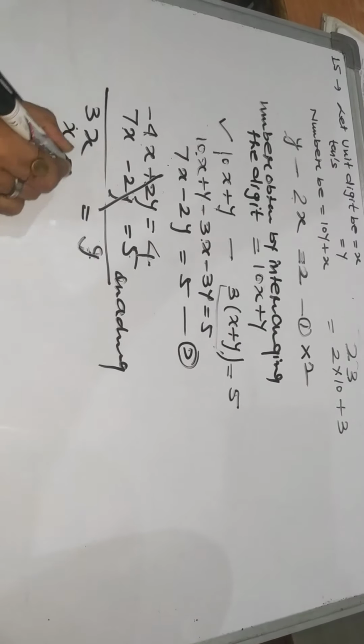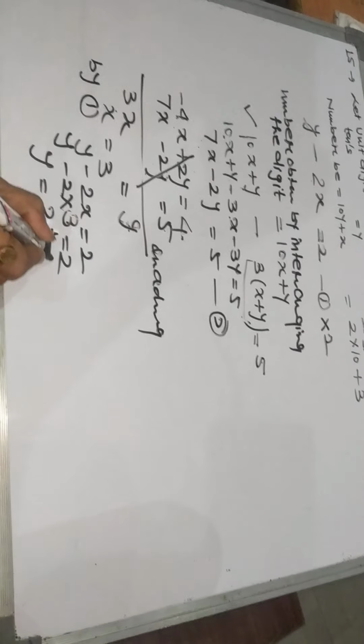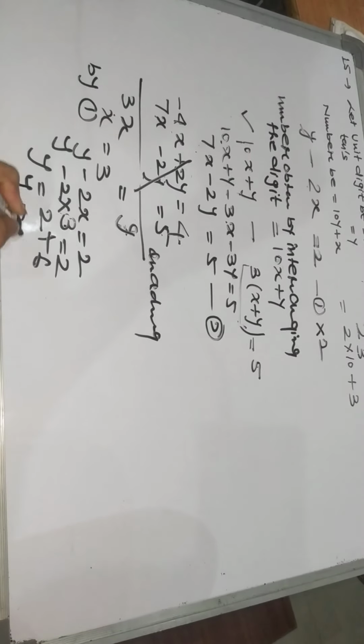Now we have to put this value in equation number 1. Then y minus 2x is equal to 2. Then y minus 2 into 3, we have to put 3 in the place of x. So y is equal to 2 plus 6. Then y is equal to 8.